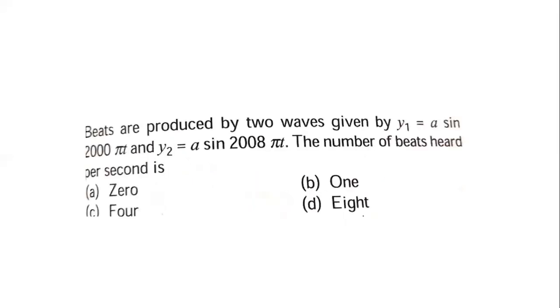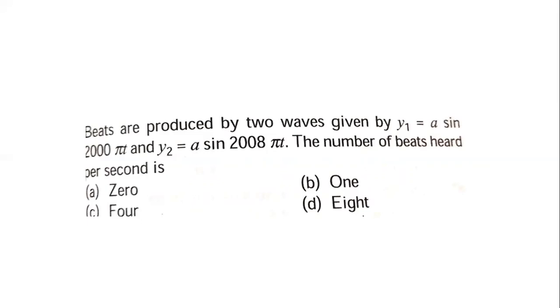Now let us go to the next question again. Beats are produced by two waves given by y1 is equal to a sin 2000 pi t, and y2 is a sin 2008 pi t. The number of beats heard per second is. Once again, this is a question based on the concept of beats, and the formula for beats heard per second is nothing but the beat frequency, which is the difference in the frequencies, that is f1 minus f2.